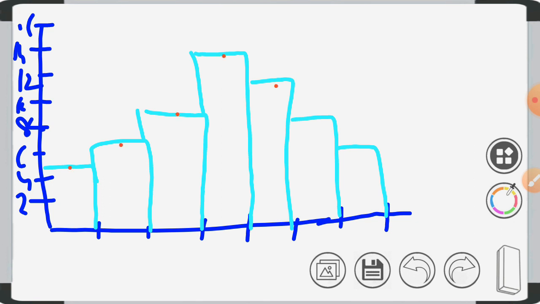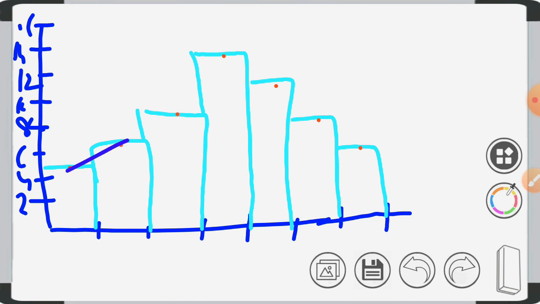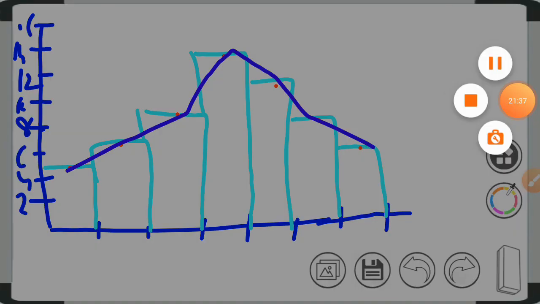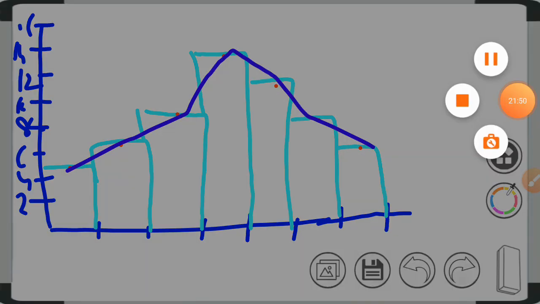So these are the midpoints of the histogram. These midpoints will be joined with straight lines. Okay, so these midpoints joined with straight lines is called the histogram with the frequency polygon. Okay, so the details are completely the same.